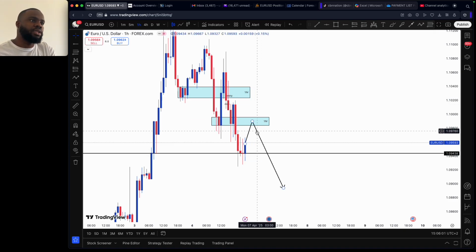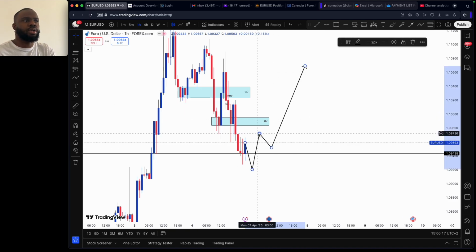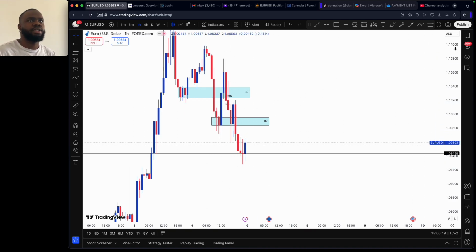But I'll stick with the daily also, because I want to see what price does at this area of interest. If price is going to take out these lows, then we can continue to push to the upside. So I'll be careful on this one. So that is for Euro USD.